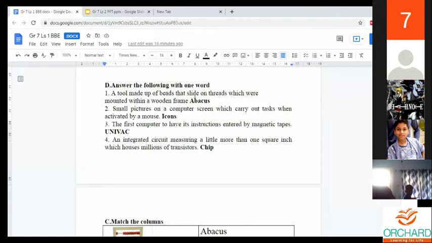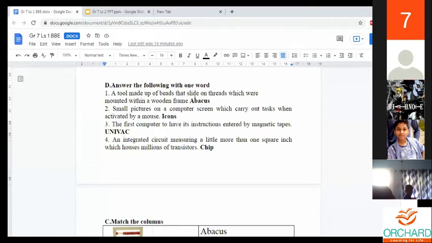Second one, small pictures on a computer screen which carry out the task when activated by a mouse's click are icons. So the small pictures you can see on your desktop are called icons. I-C-O-N-S, icons. Third one, the first computer to have its instructions entered by magnetic tapes is UNIVAC.